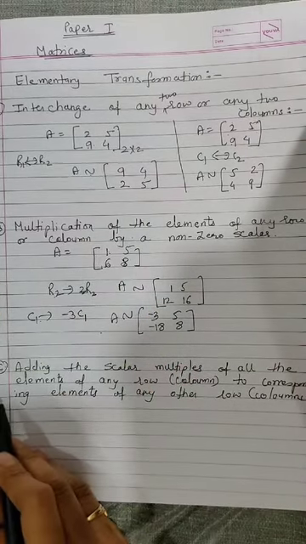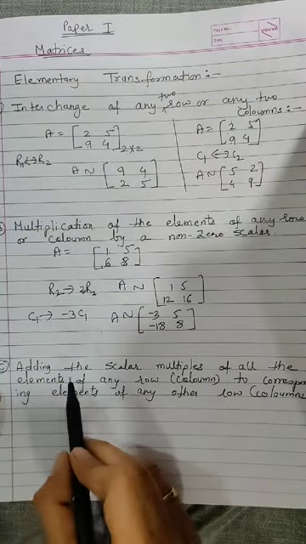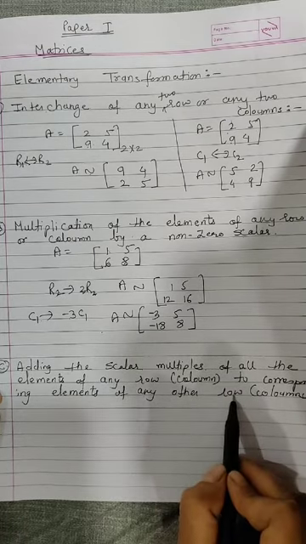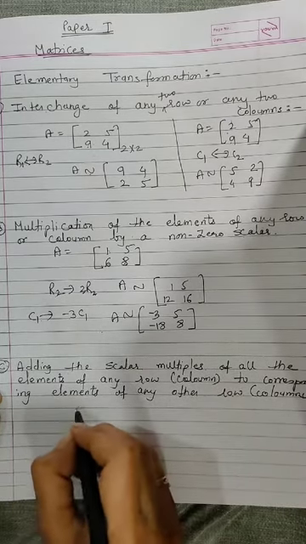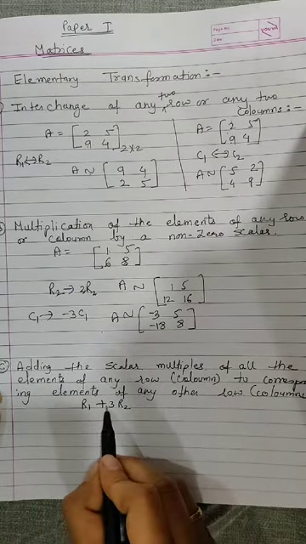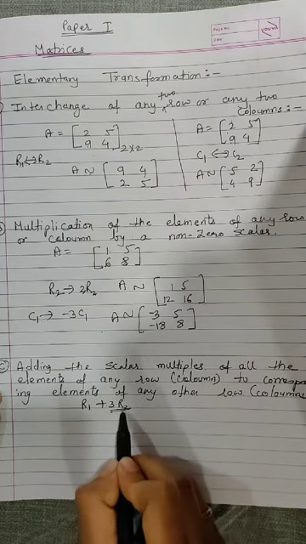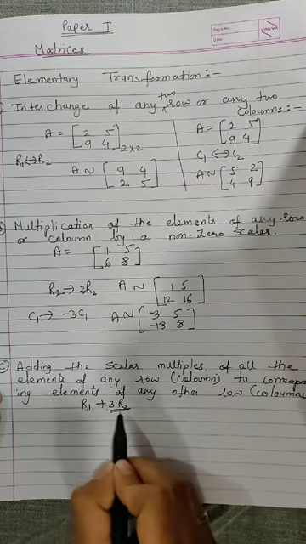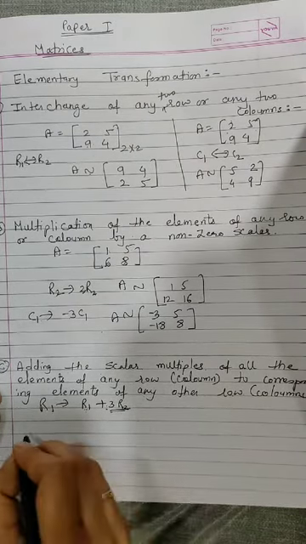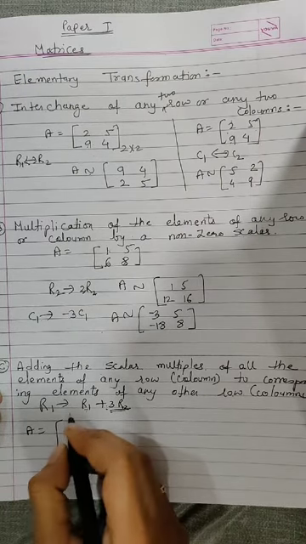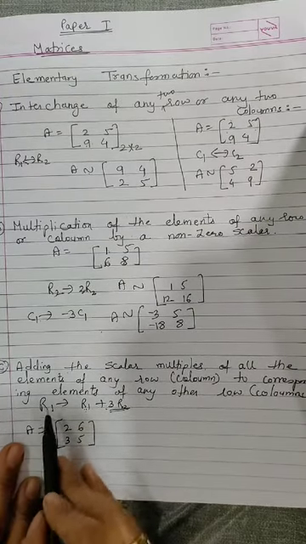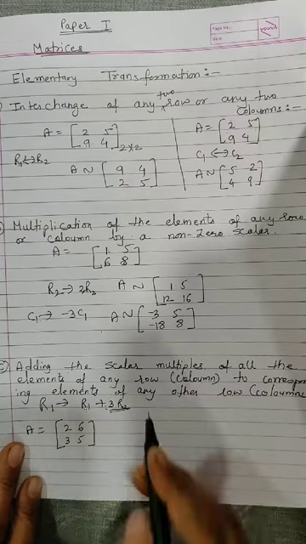Now the third type of elementary transformation is adding the scalar multiple of all the elements of any row to corresponding elements of any other row. This means, suppose R1 plus 3R2. Adding the scalar multiple of all elements of any row means the scalar multiple of any row with any other row. R1 plus 3R2 means R1 changes to R1 plus 3R2. So let us solve this by taking an example. If I take A equal to 2, 6, 3, 5, now apply this operation: R1 changes to R1 plus 3R2.